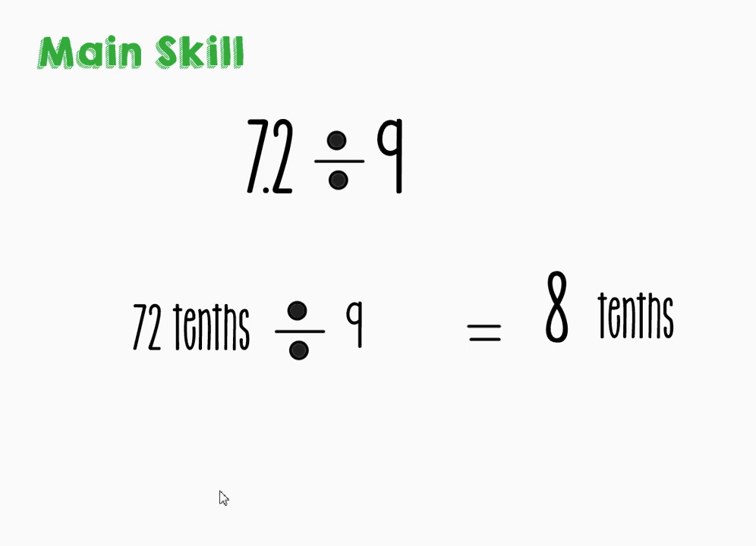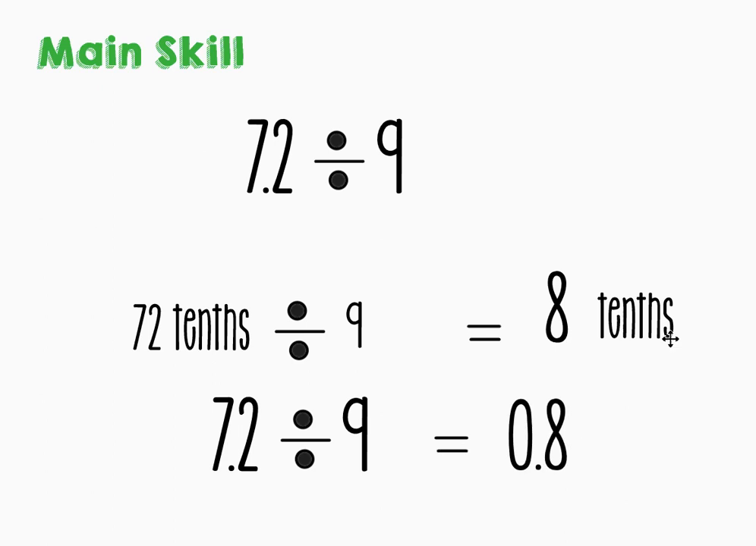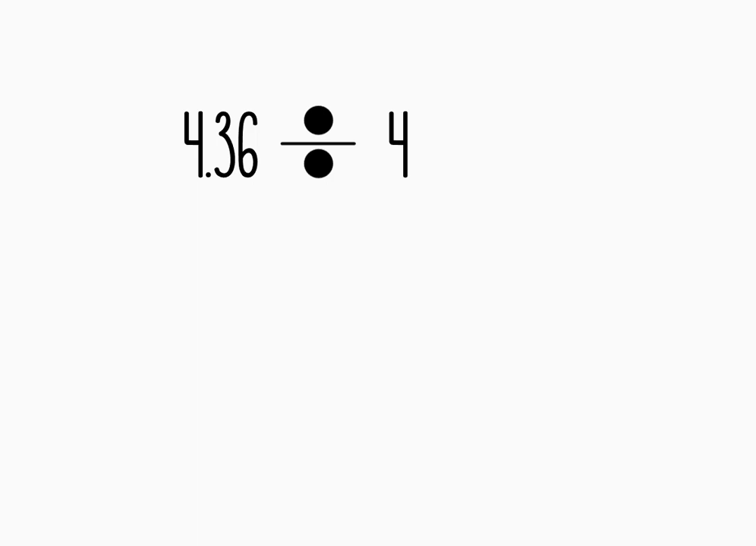So let's write that back as a decimal. 77 and 2 tenths divided by 9 is equal to 8 tenths. And all I did was convert my answer back into a decimal. Here we're going to do another example, and this is going to break it up slightly differently.